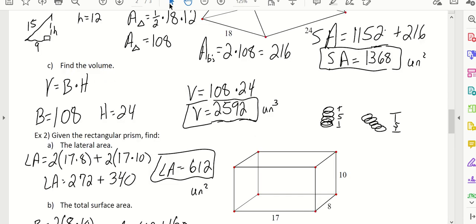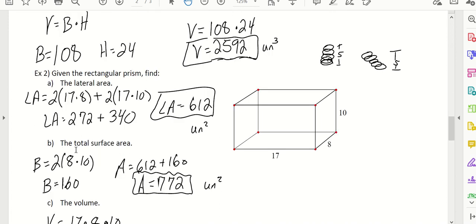Okay, first off, the lateral area. The front side, I should say the bottom side. The bottom side is going to be 17 by 8. The top side is also 17 by 8. So 2 times 17 by 8, that's going to give us 272. Now the front side and the back side, they're 17 by 10, and the back side is also 17 by 10. So 2 times 17 by 10, that's 340 units squared. You add all that together to get your lateral area, and we get a lateral area of 612 units squared.